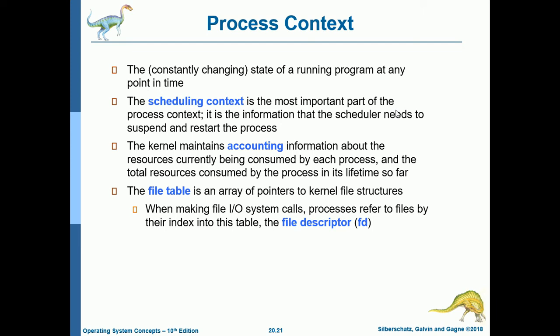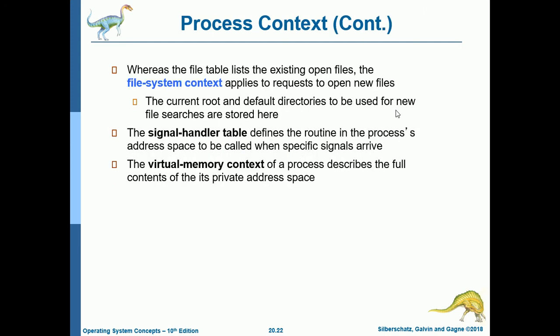And then the file table is an array of pointers to kernel file structures. When making file I/O system calls, processes refer to files by their index into this table, the file descriptor or the FD. Whereas the file table lists the existing open files, the file system context applies to requests to open new files. The current root and default directories to be used for new file searches are stored here.